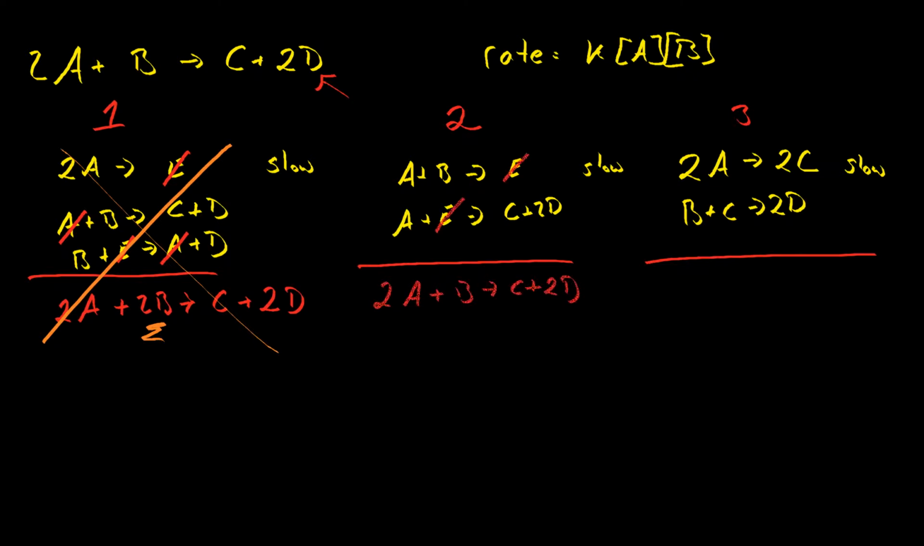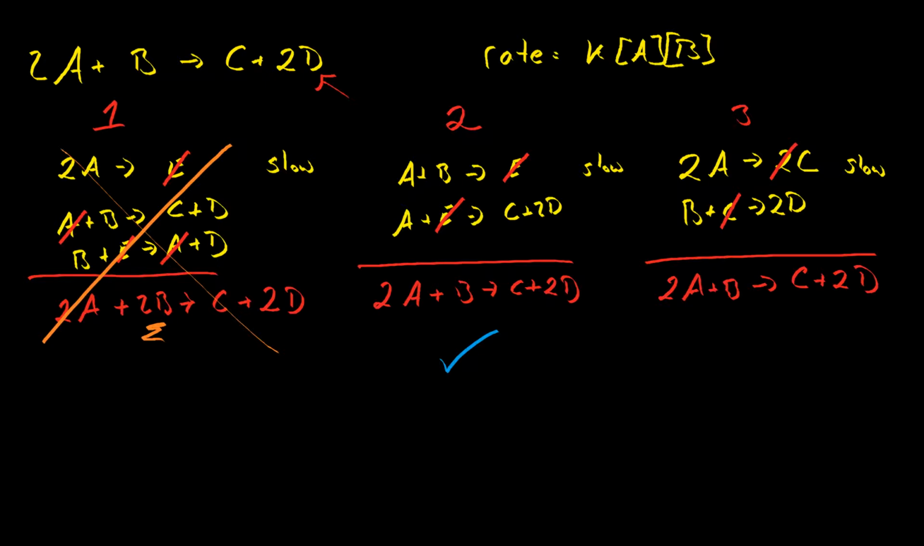Now let's come over and look at mechanism 2. Okay, A plus B goes to form E. That's our slow step. A plus E goes to form C plus 2D. Anyway, that adds up all together. The E's cancel out to form 2A plus B goes to form C plus 2D. Booyah! That works just fine.